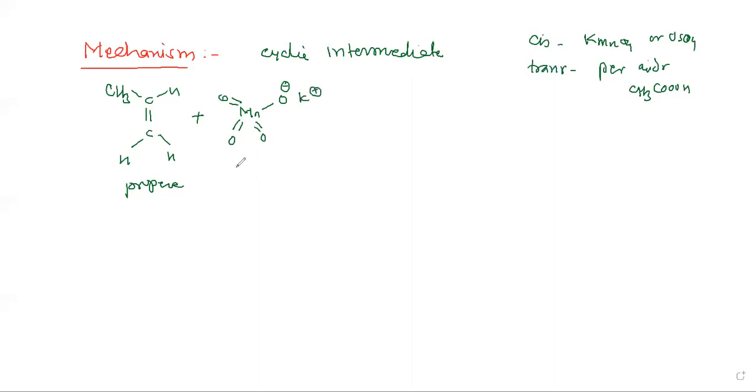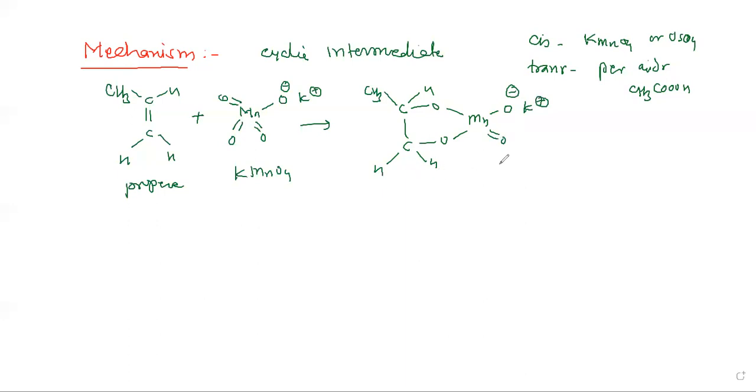This potassium permanganate first gives us a cyclic intermediate, which is called a cyclic manganese ester. It is obtained, which is called a cyclic manganese ester.